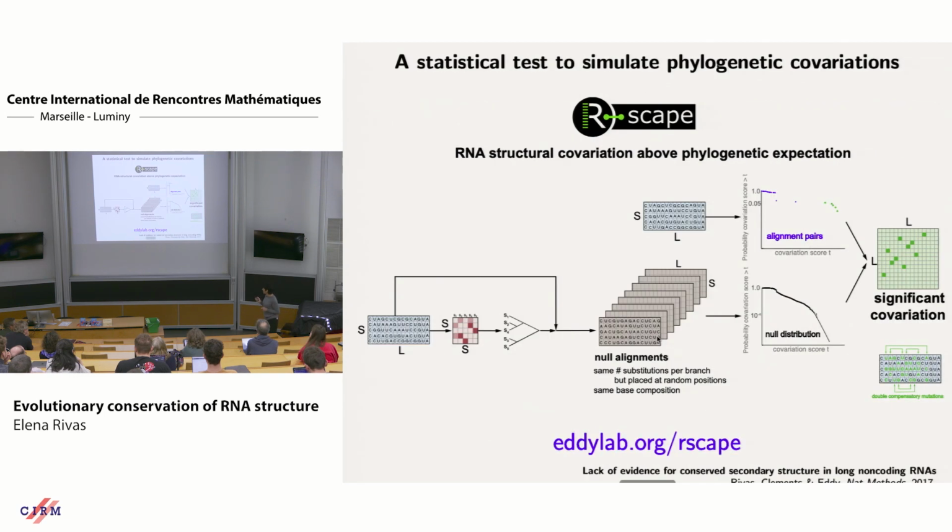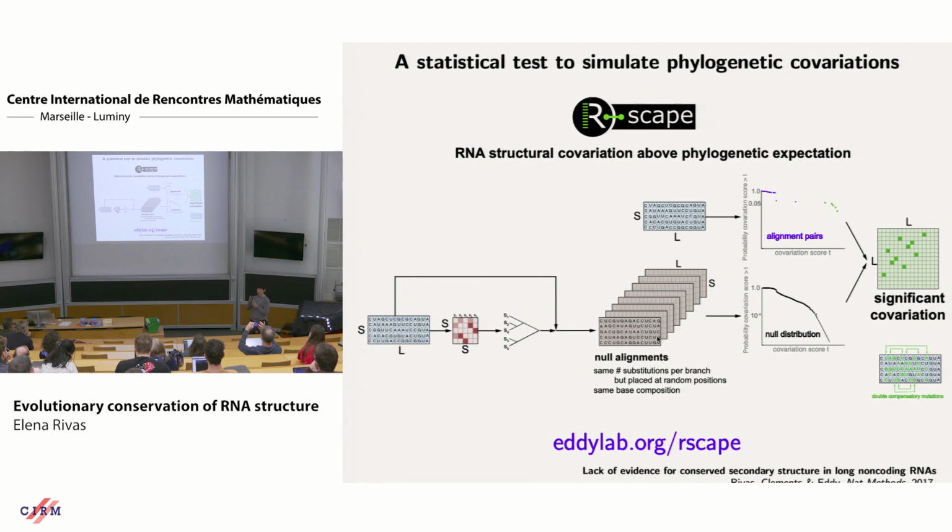So that's what this tool that I'm introducing here tries to do. It's called R-scape, for RNA structural covariation above phylogenetic expectation. What it does is, given an input alignment, it calculates the phylogenetic history, and it generates a bunch of what are called null alignments. What these null alignments do is they introduce the same number of mutations for each branch in the tree.